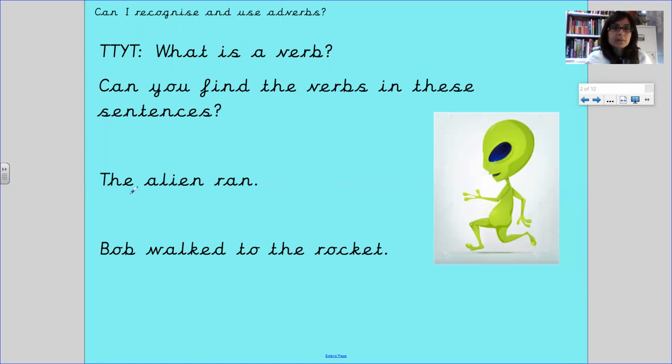Right, our verb in this sentence, the alien ran. So what is the alien doing? He's running, so he ran. This is our verb. Bob walked to the rocket. What was Bob doing? That's right, he was walking. It's the action of the object.